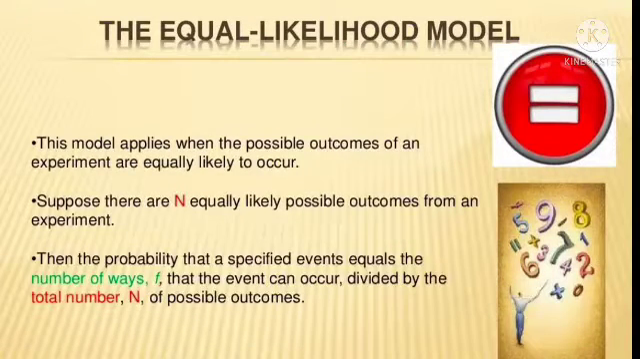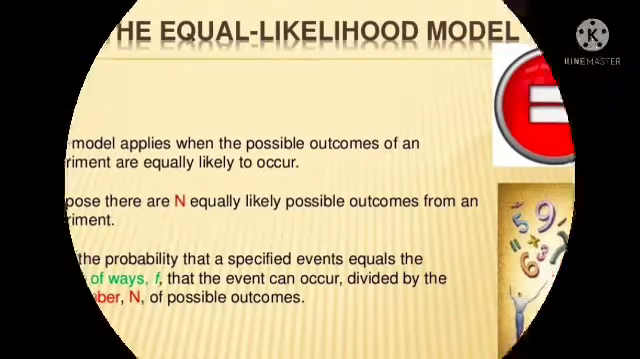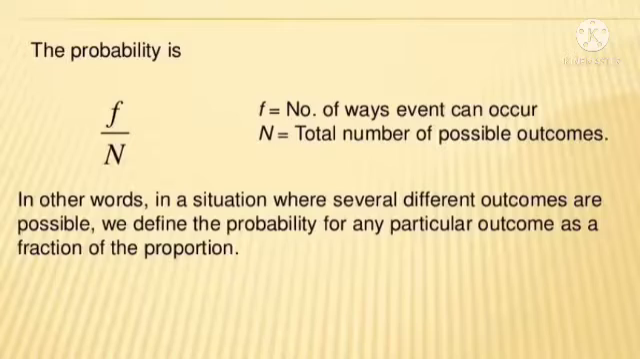The equal likelihood model. This model applies when the possible outcomes of an experiment are equally likely to occur. Suppose there are n equally likely possible outcomes from an experiment. Then the probability of a specified event equals the number of ways f that the event can occur divided by the total number n of possible outcomes. The probability is given by f divided by n. f is the number of ways the event can occur and n is the total number of possible outcomes.